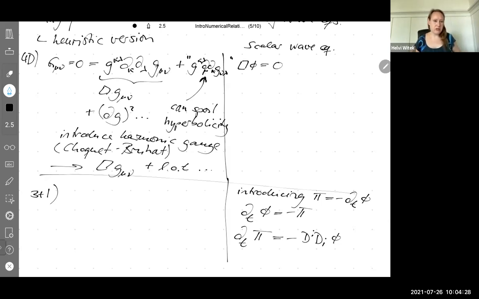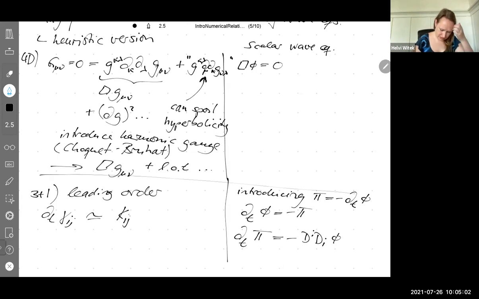Now, let's have a look at the ADM York equations that we derived before. Let me just write down the leading order term, so I will neglect everything that's lower order in derivatives. The first set of equations is a time evolution equation for the three-metric that goes like the extrinsic curvature itself. By this analogy, we could take the analogy gamma ij versus the scalar field, and extrinsic curvature versus this momentum pi.